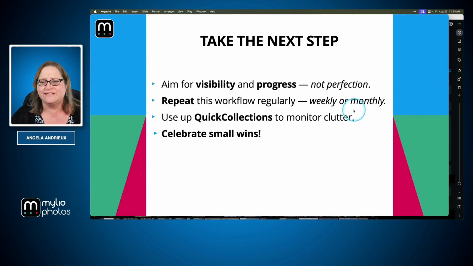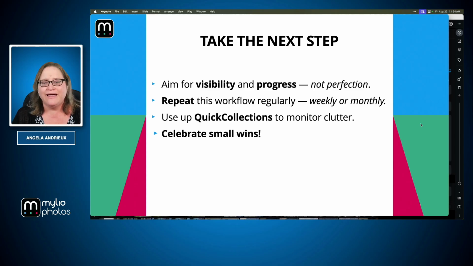So just to recap, and for you to take the next step, I want you to aim for making things visible in your library, not on perfection. So tag the things that matter most. Focus on the areas that you want to look at the most often. And go through your library in small little chunks. Repeat this workflow, using the QuickFilters and the metadata and the different views to get things under control.